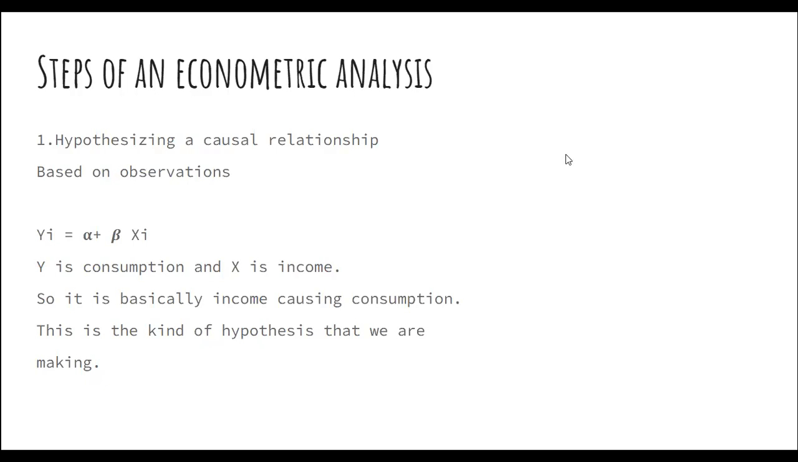Now, I had mentioned this before also that it's on the discretion of the researcher what would be the dependent variable and independent variable. So based on observations around, the researcher has to establish a causal relationship. For instance, they have to create this model like yi is equal to alpha plus beta xi.